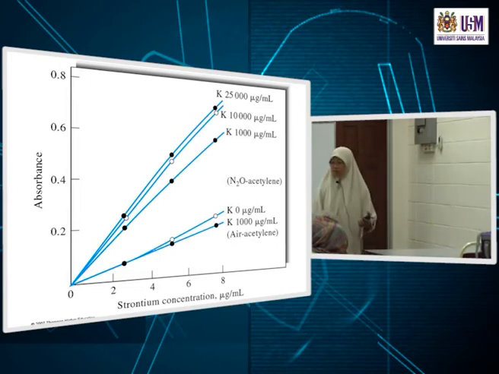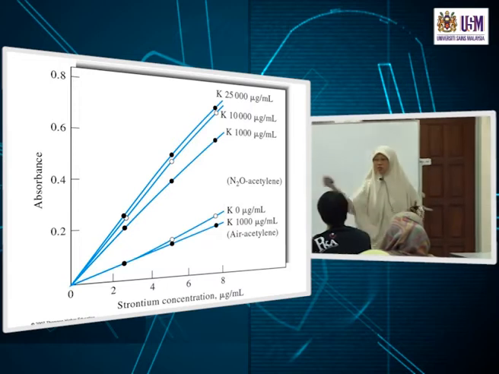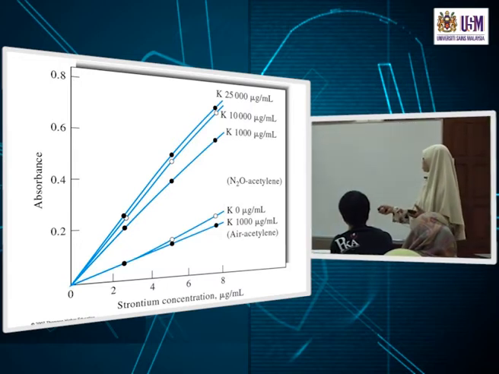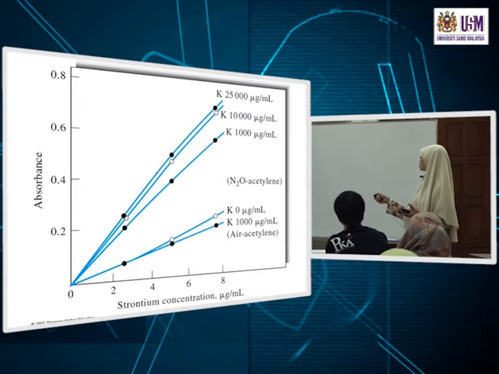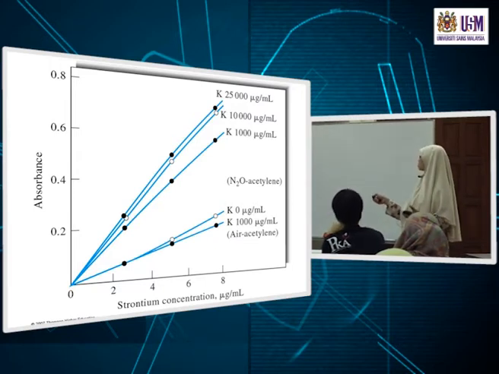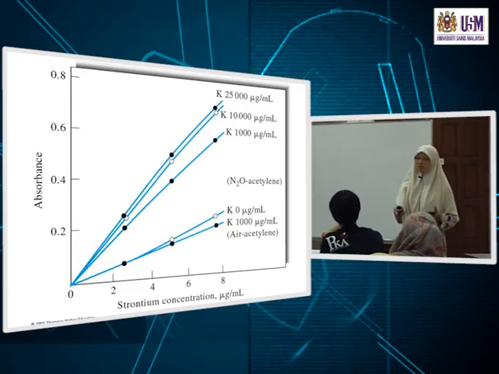If you have five factors, you change all five factors, how do you know which factor influences your reading? So in this case, everything is the same. Strontium concentration the same. Potassium concentration the same. What is different between these two? The flame used. Here is acetylene, here is nitrous oxide acetylene. So what's the difference?